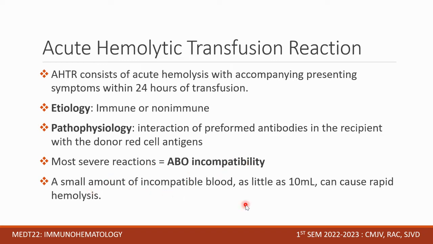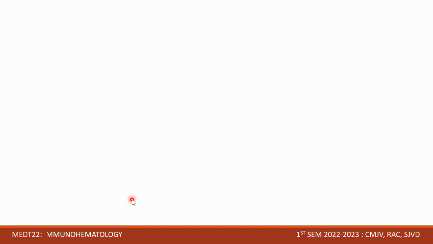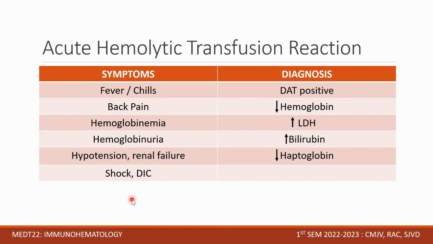So a small amount of incompatible blood, as little as 10 ml, 10 ml lang, can cause rapid hemolysis na agad. Okay. So what are the symptoms of acute hemolytic transfusion reaction? We have fever, chills, back pain, hemoglobinemia, hemoglobinuria, hypotension, renal failure, shock, and possible DIC.